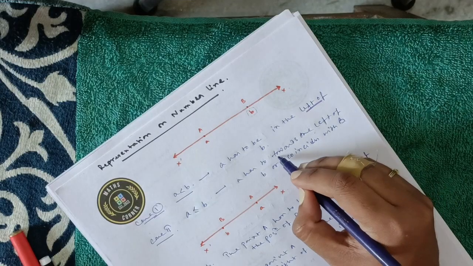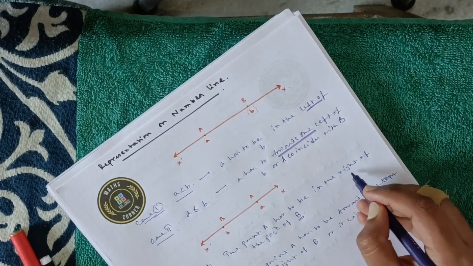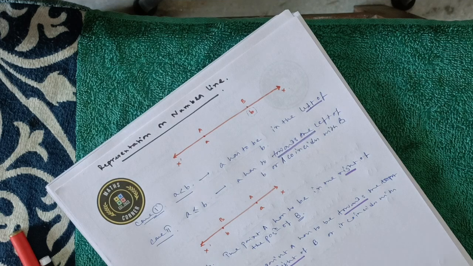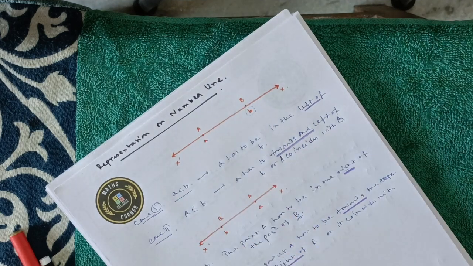Here also, towards the right. It will go towards the right position. And for being less than, it has to be towards the left. It has to point itself towards the left of B. The other part will be the same. The same thing applies for greater than as well.